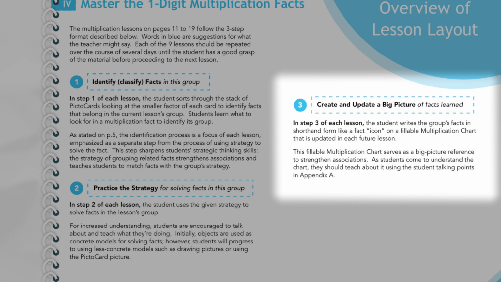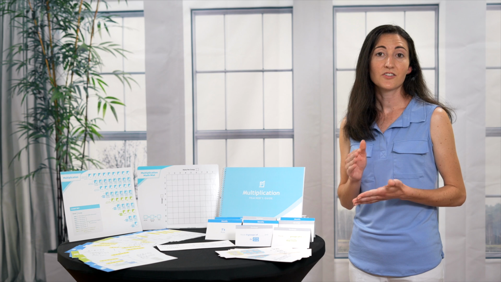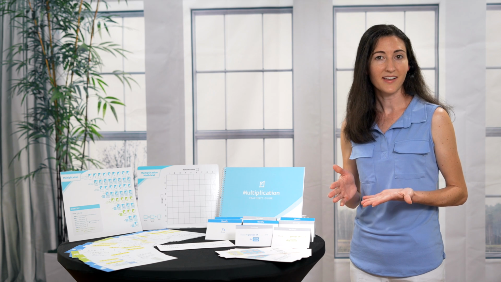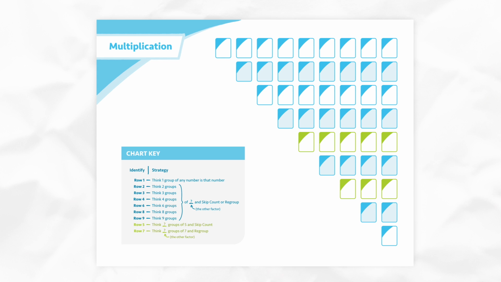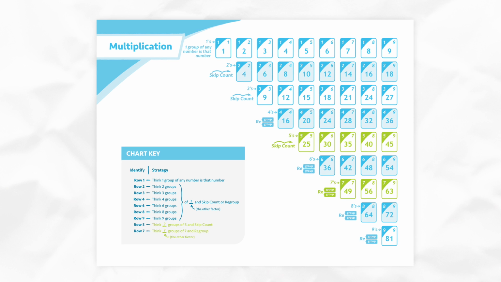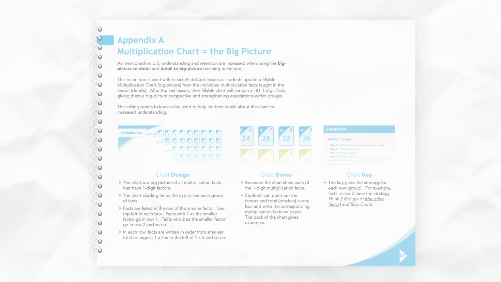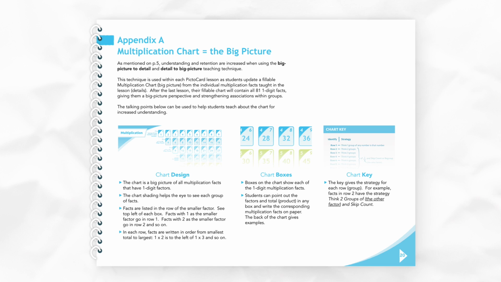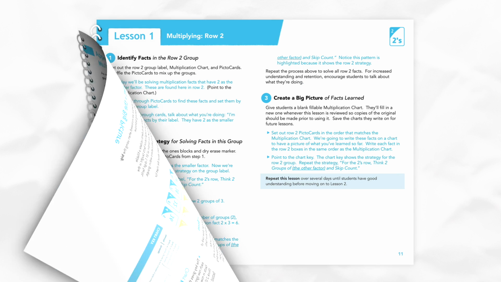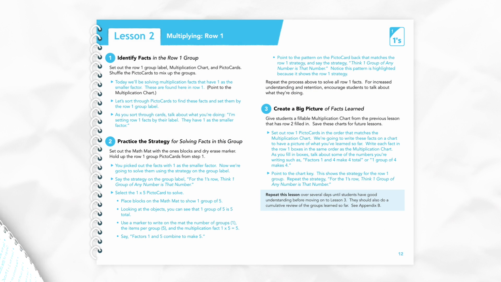Step 3. Create and update a big picture of facts learned. In step 3 of each lesson, students write the group's facts in shorthand form, like a fact icon, on a fillable multiplication chart. This fillable multiplication chart strengthens associations. As students come to understand the chart, they should teach about it using the student talking points in Appendix A. This 3-step format is customized for each of the 9 lessons in our multiplication set.